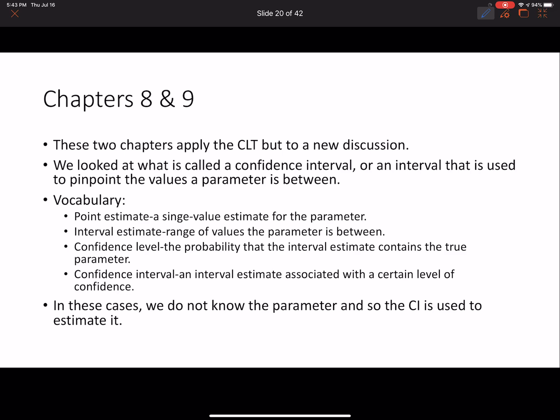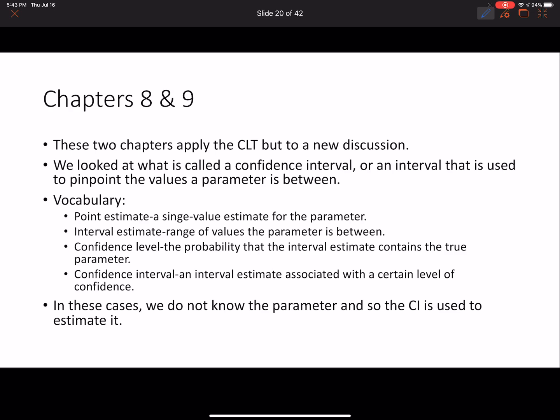Now, moving into the next set of sections on chapters 8 and 9, this is where we start getting into some inferential statistics. So what these two chapters dealt with were confidence intervals. The basic idea here is, what do we do if we don't know the actual parameter? Remember, the parameter describes the population. So what do you do if you don't know it? Well, the answer is you guess.